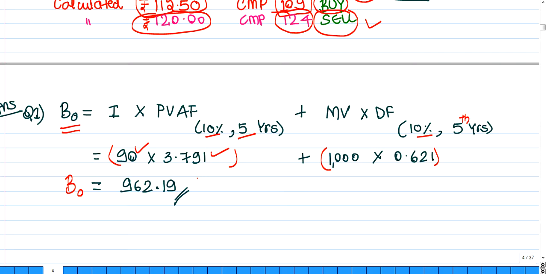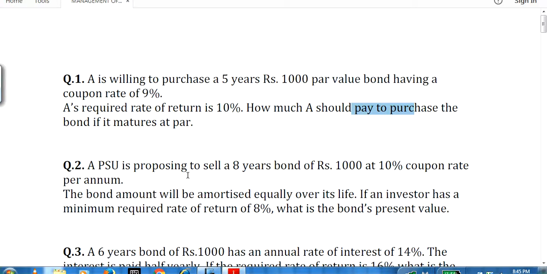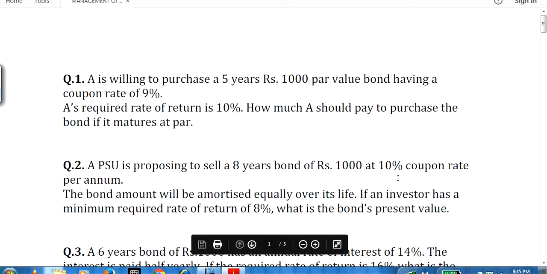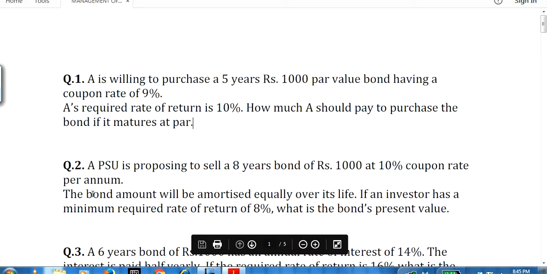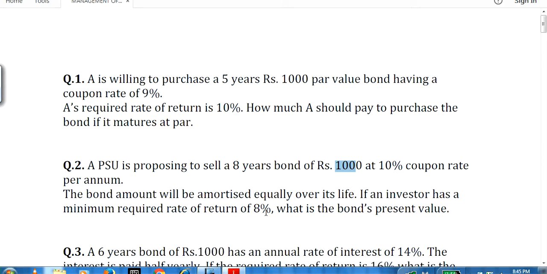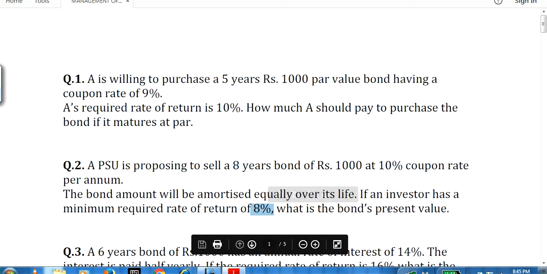Let us see question number 2. A PSU is proposing to sell an 8-year bond of 1,000 at a 10% coupon rate per annum. The bond amount will be amortized equally over its life. So 8 years, 1,000 rupees, equally 1000 divided by 8, so per year it will be redeemed at 125. If an investor has a minimum required rate of 8%, that is R, what is the bond's present value?